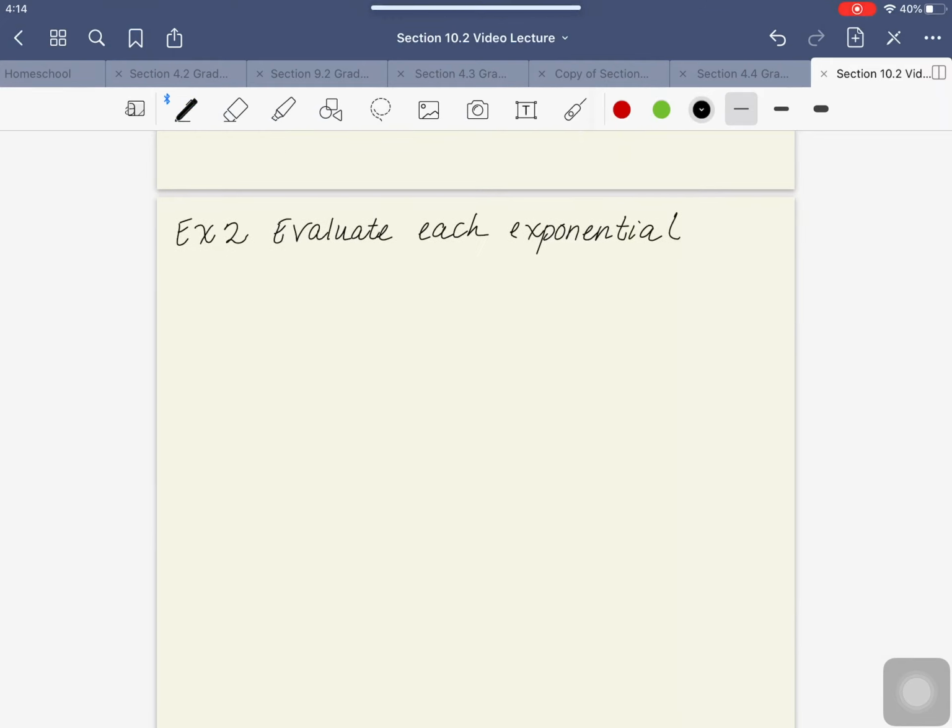All right, so we want to evaluate each exponential. The first one is 36 to the 3/2 power. That means that we're going to take the square root of 36 and then raise that to the third power. So the square root of 36 is 6, and then 6 raised to the third power, 6 times 6 times 6, is 216.